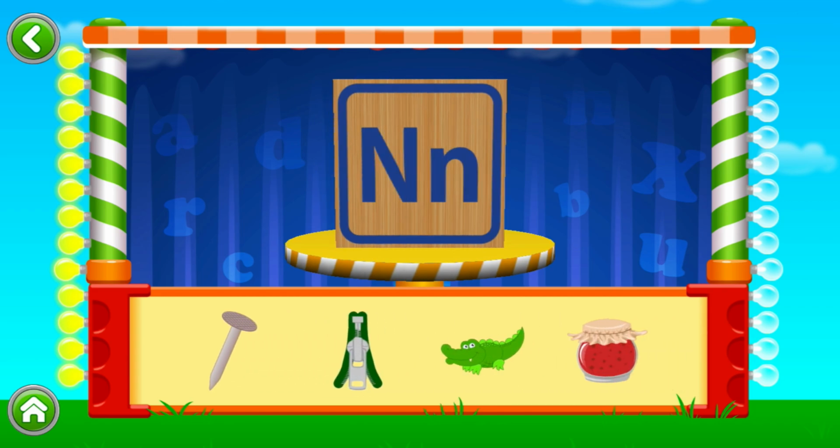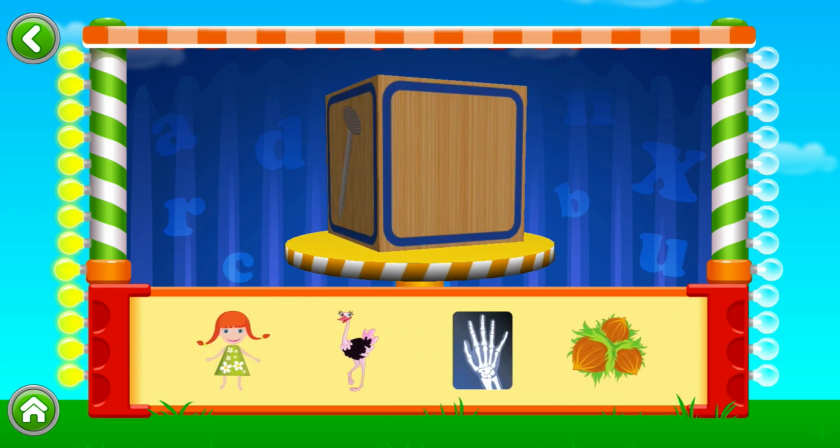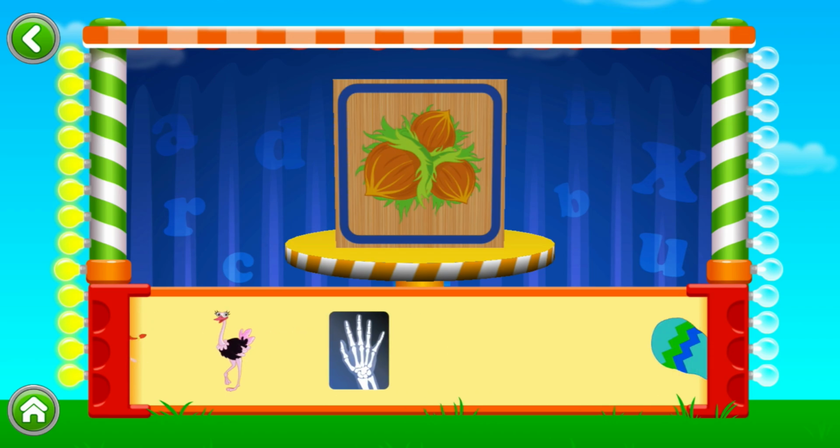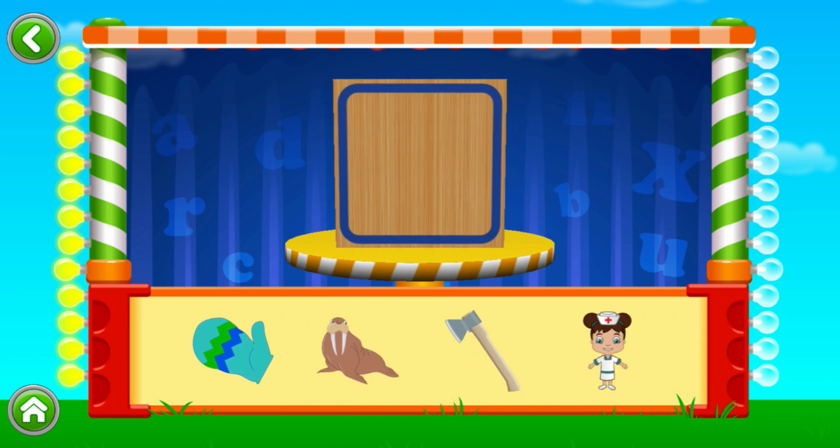N. Nail. Go ahead and turn the letter cube. Nuts. Now, let's do the next side. Nurse.